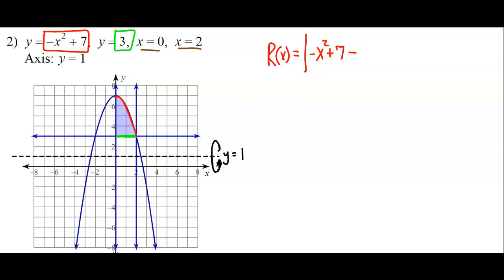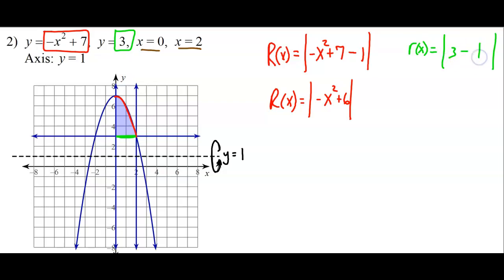Now this time my axis of rotation is 1. It's not 0, it's 1. And therefore my big radius can be rewritten as -x squared plus 6. My little radius is going to be the equation of that green line, which is closer to the dotted line, minus the equation of my axis, which is 1. And so now my little radius is 2.